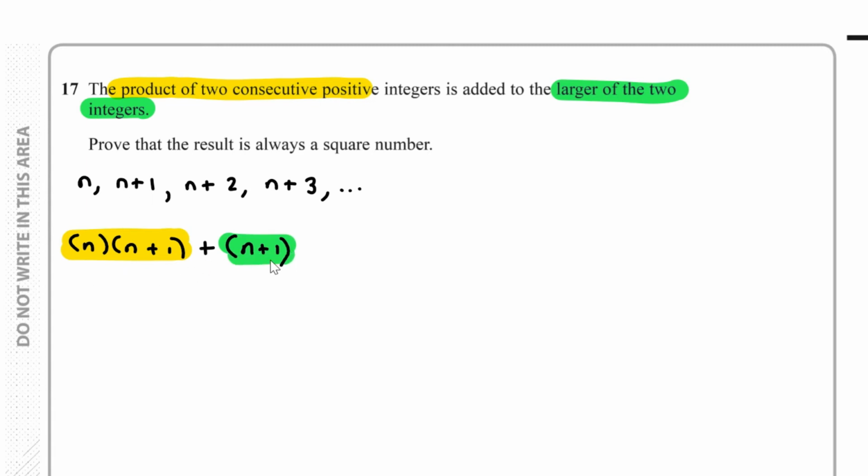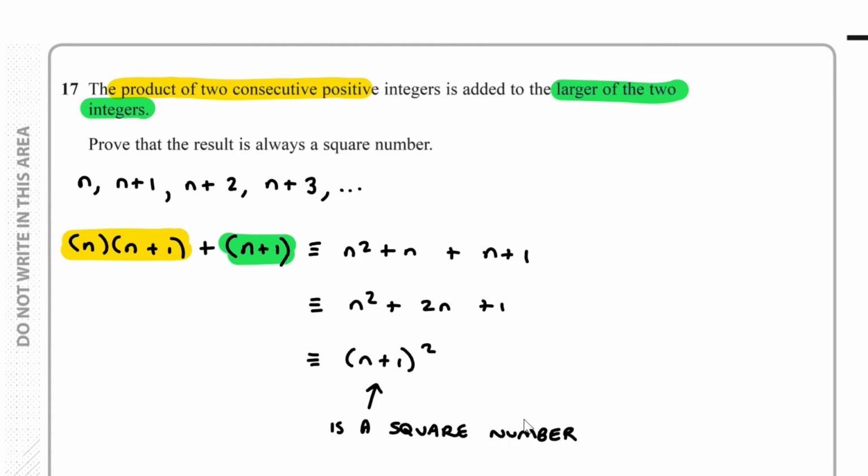And we want to show that this is a square number. So n lots of n plus 1, that's n squared plus n, and then I'm going to add on the n plus 1. So I've got n squared plus 2n plus 1, and you'd recognize this is the same as n plus 1 all squared. So this over here is a square number.